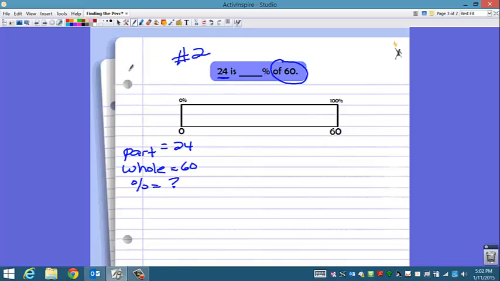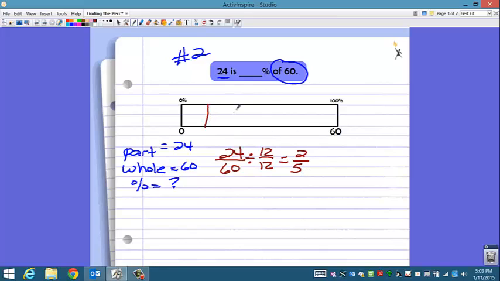Okay, step 2. You want to write the part to whole fraction and simplify. So our part is 24, our whole is 60. We want to simplify. There are numerous common factors that you can divide by. I'm going to go with 12. 24 divided by 12 is 2. 60 divided by 12 is 5. 2/5 is my fraction.